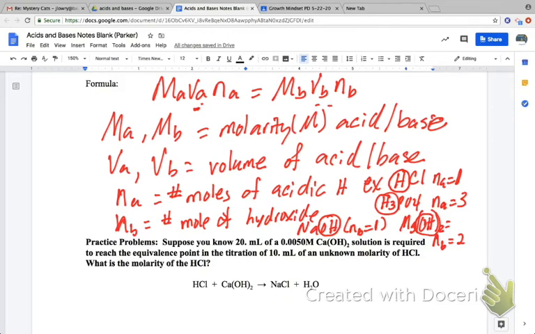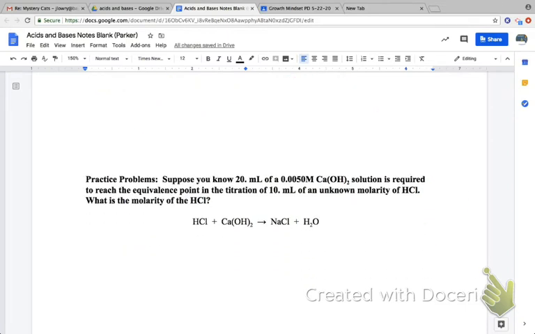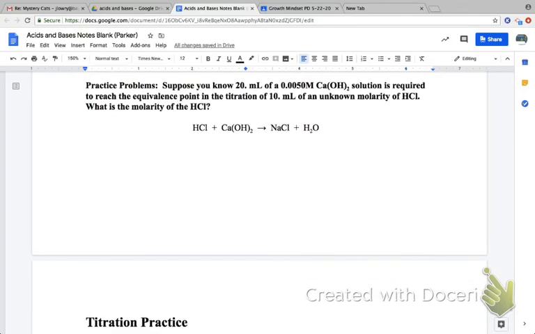All right, so let's look at an example. Like I said, they're pretty easy. It says, suppose you know 20 mL of 0.0050 molar potassium hydroxide. That's my hydroxide, so that's my base. Solution is required to reach the equivalence point in the titration of 10 mL of an unknown molarity of hydrochloric acid. So that means Ma is my unknown. What is the molarity of the hydrochloric acid?